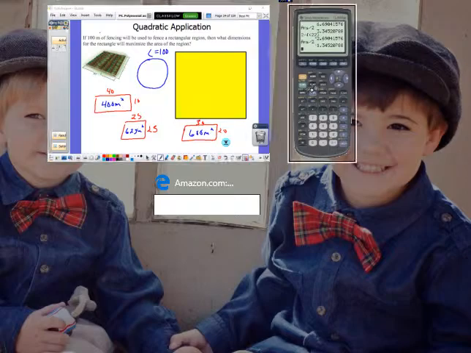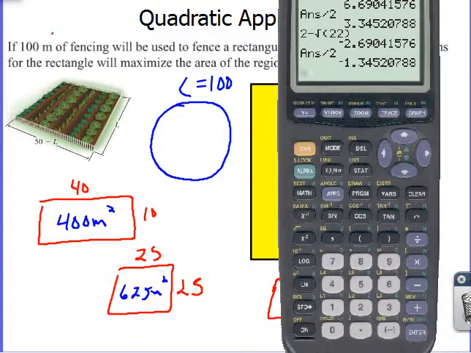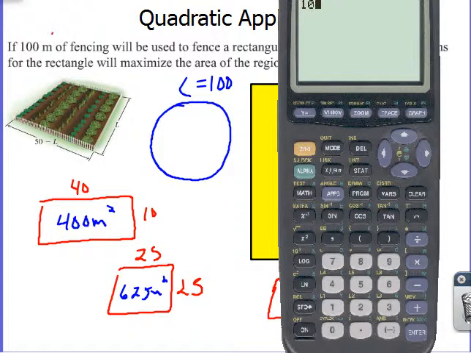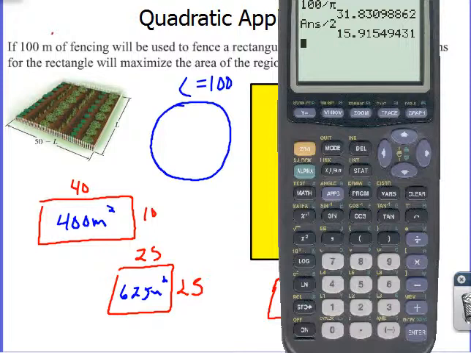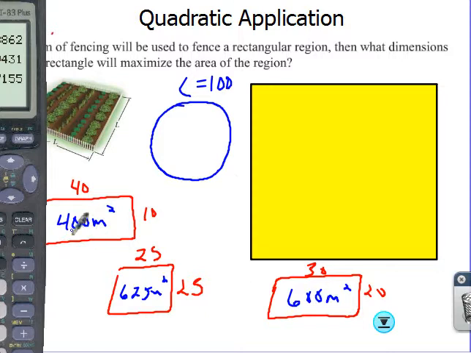I've talked too much about it. Let me show you how much area that actually fences in. If your circumference is 100, 100 divided by pi is your diameter, divided by 2 is your radius. It'll be about 15.9 meters. If you square that radius and multiply by pi, that gives you the area. That's nearly 796 square meters, as opposed to 400, 625, 600. That's a whole lot more area if you could somehow build a circular fence.